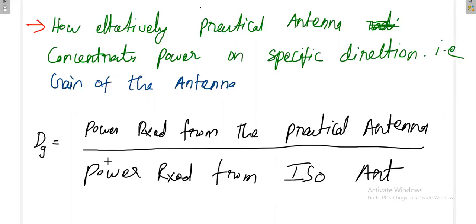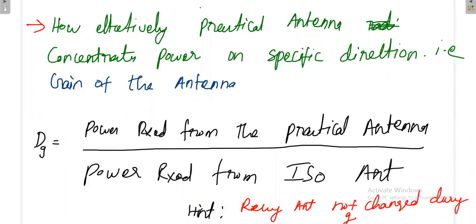When you do the measurement of gain, your receiver is the same. What you are changing is the transmitter. In the first case you are using an isotropic radiator, in the second case you are using a practical antenna. So the hint is that the receiving antenna is not changed during gain measurement.